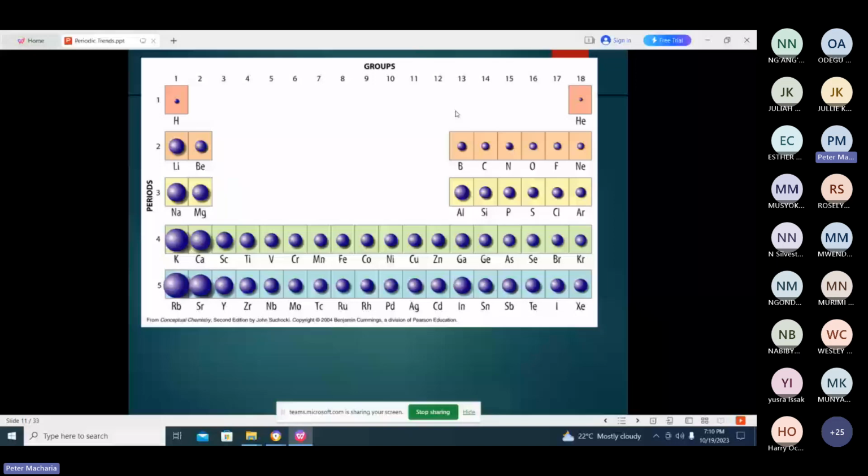So usually we consider column 1, column 2, then we jump the 10 elements in the d. We go to column 3, 4, 5, up to 8. And that is what we call groups A. So elements in the category A, from 1A up to 8A. Those in the middle are in the B.